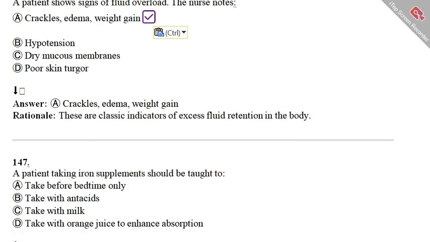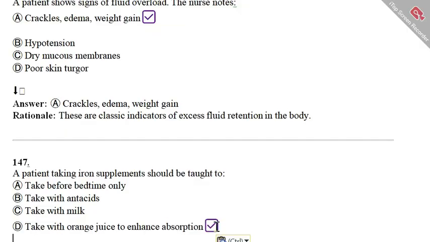A patient taking iron supplement should be taught to. Scenario, the correct option is option D. Take with orange juice to enhance absorption.